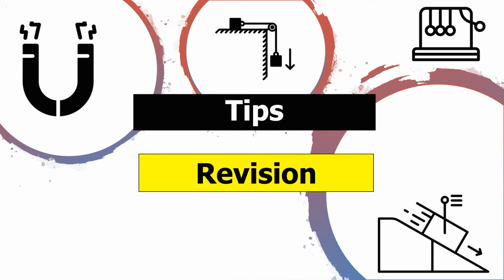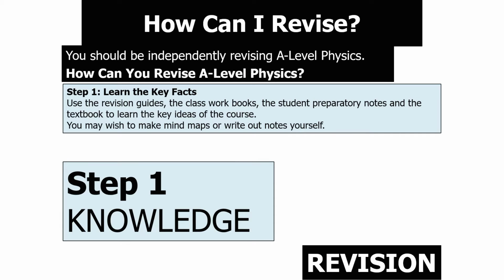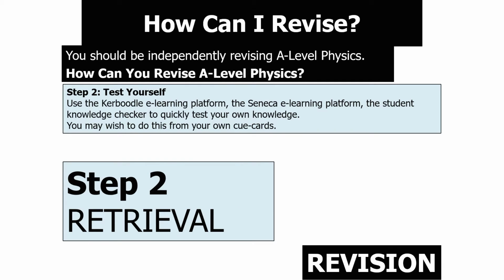So how should you be revising for A-Level Physics? The first step is to learn the key facts. Use revision guides, class workbooks, student prep notes and the textbooks to learn the key ideas of the course. You may wish to make mind maps or write out the notes yourself. The second step is retrieval, testing yourself, using the Caboodle e-learning platform, the Seneca e-learning platform, and student knowledge checkers to quickly test your own knowledge, and you may wish to do this from your own cue cards.